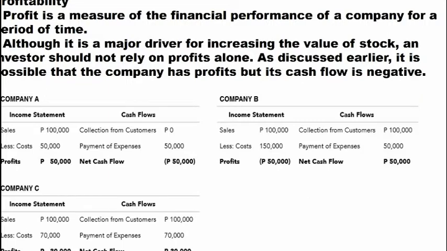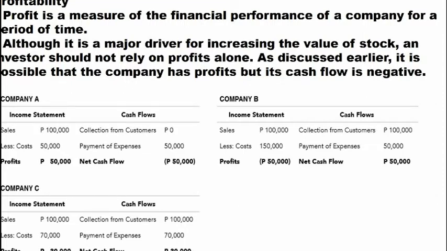So, as discussed earlier, it is possible that the company has less profit, that the company have more profit, but the cash flow is negative. So, ano ba ibig sabihin natin doon? Na pwedeng mataas si sales, pero yung cash flow niya negative. Kasi di ba, kapag sales, nire-record natin si sales as sales kahit paid siya by cash or paid siya as accounts payable or accounts receivable.